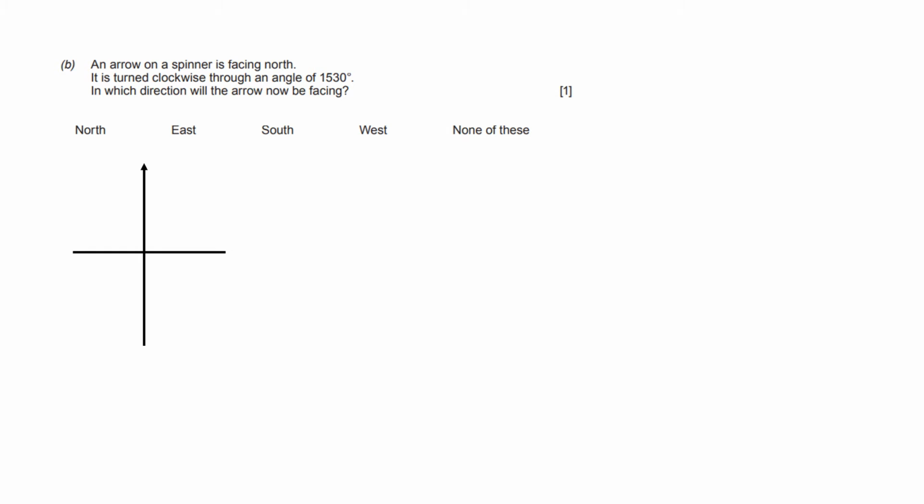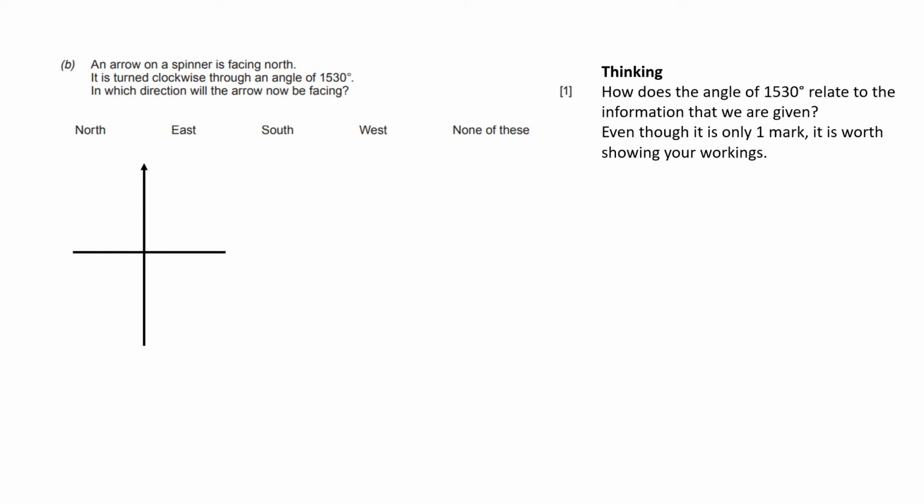Now, with this next one, you've got an arrow on a spinner is facing north. It is turned clockwise through an angle of 1530 degrees. In which direction will the arrow now be facing? So that 1530, how does it relate? Well, if you're facing north and you're turning clockwise, then you know that one full circle or one loop is 360 degrees.